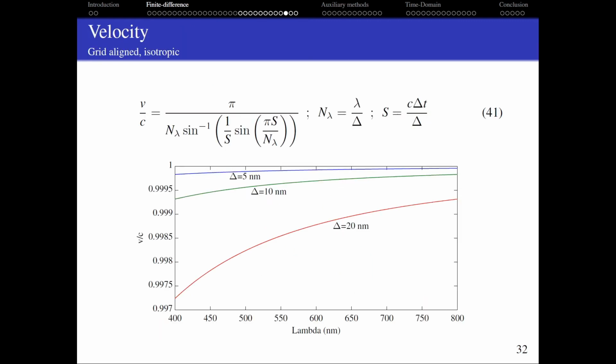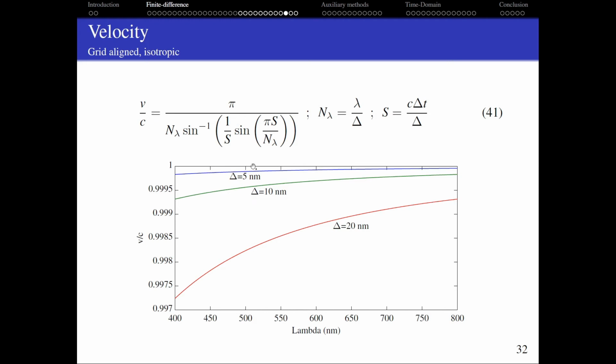Okay, another issue coming from all this stuff is that the velocity of light in the grid is not the speed of light anymore. And actually, the grid itself has basically a refractive index. That means that light travels at a speed that changes, and this depends on the wavelengths. Here are a few examples, with the discretization that looks like what we had before.